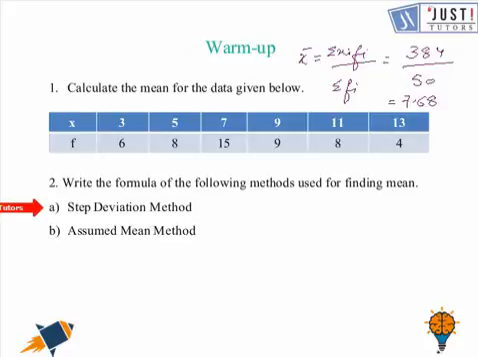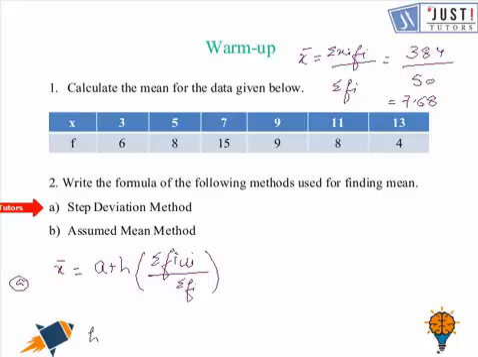Likewise, we can try question number 2 that talks about writing the formulas of two methods, that are step deviation and assumed mean, for finding the means. So let's start with the first one, which is step deviation. We know that x bar is equal to a plus h multiplied by sigma fi ui divided by sigma fi, where h is equal to class size.